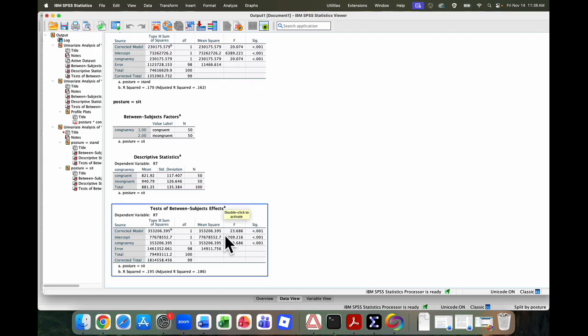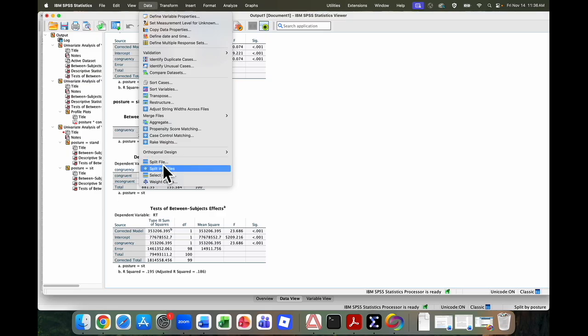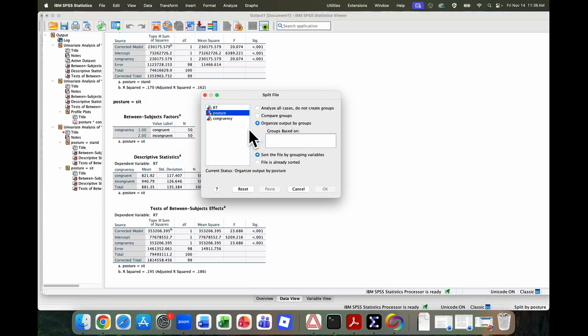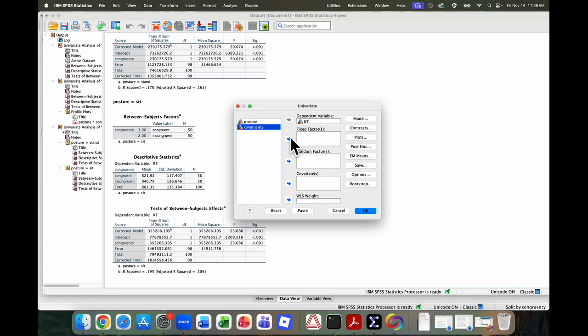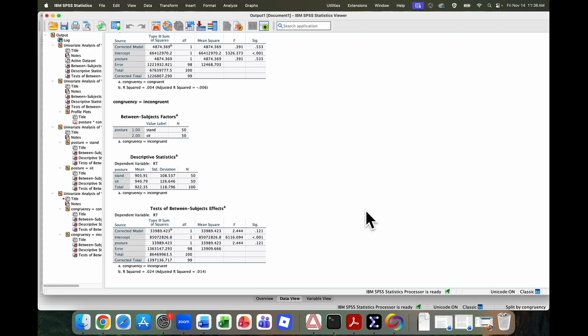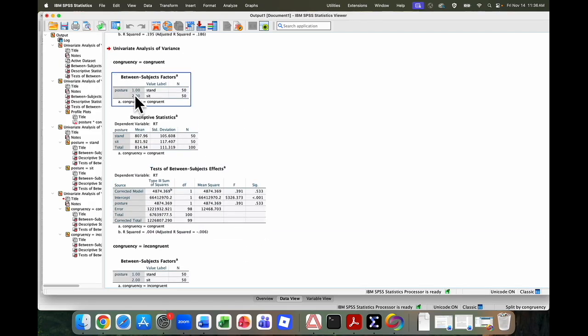And here is our finding with the variable sit. Congruency is significant. Another way we can look at that is Data, Split File, posture goes back. Now we're going to divide looking at congruent and incongruent. Analyze. Now we're looking at the effects of posture within congruent and incongruent. When it's incongruent, meaning the color name and color word are not the same, then they're not significantly different. And also we can see that when it's congruent, they're not significantly different. This is not surprising though, because we did not have a significant interaction.